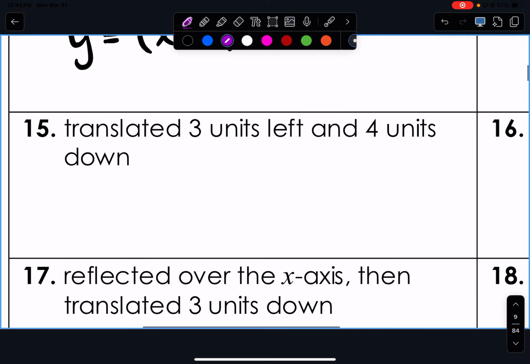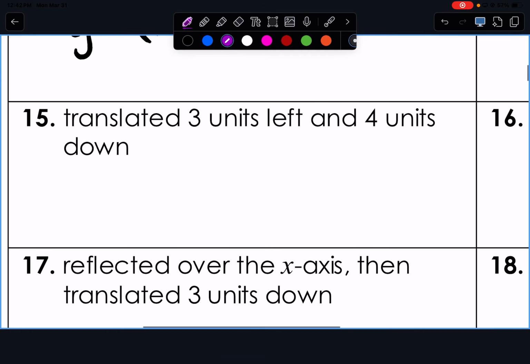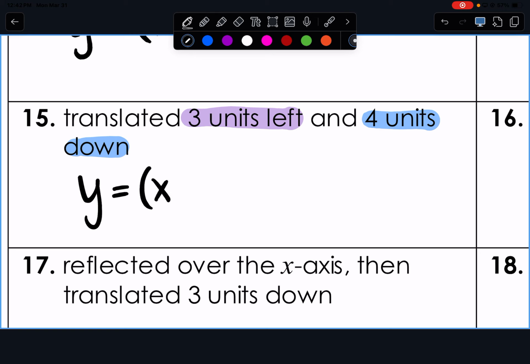Number 15? Yes. Go ahead. This one has 2 transformations. It has one inside and one outside. So to do this one, we do not f of x. We do y is equal to x squared. What needs to go inside the function? What needs to go outside?